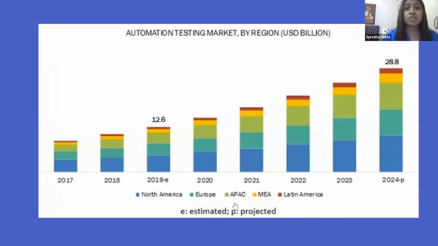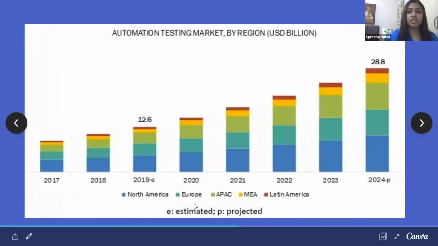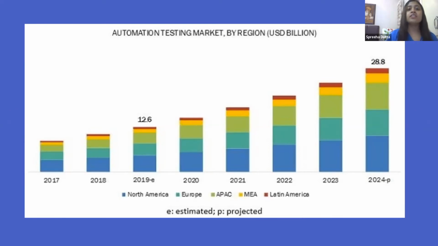So this is a slide on the automation testing market. As you can see, since 2017, it's an ever-growing market. The last few bars that you see here are the projected growth, but it is just increasing year on year. So it is in demand, and it is a must-have skill, as I also mentioned before.